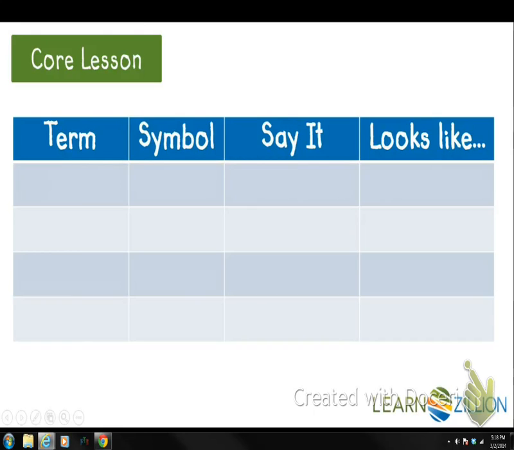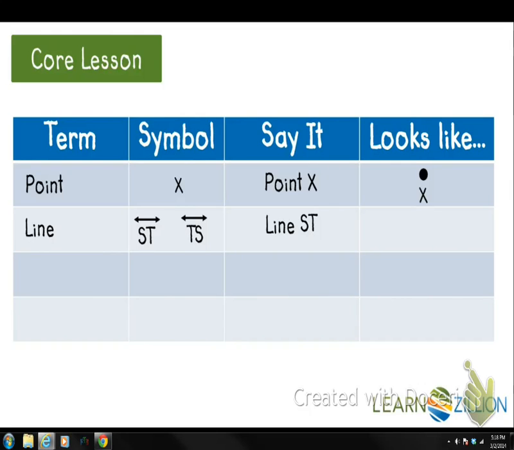Let's summarize everything we just learned with this chart. Now for a point, it can be any letter. And we could call it point X, point B, point C, and it might look something like this. For a line, we could label it with any 2 letters we want, ST or TS. We call it line ST or line TS, and it might look like this.